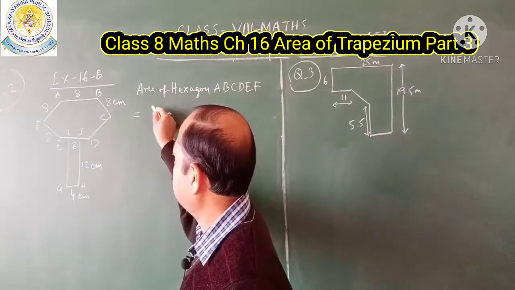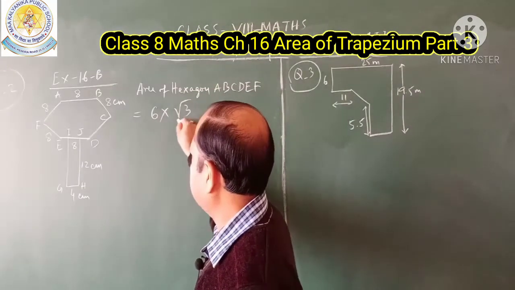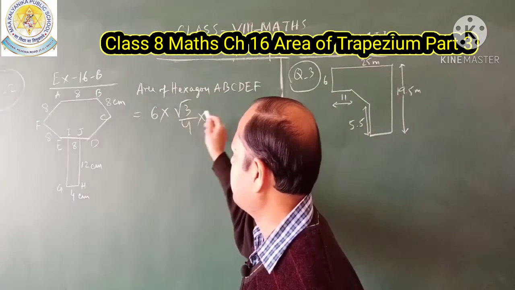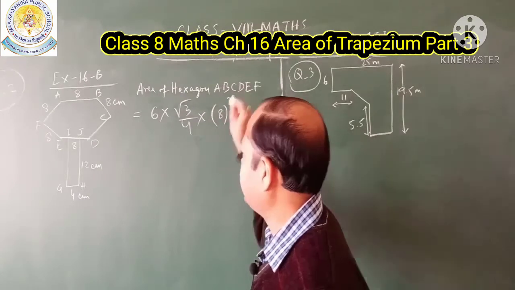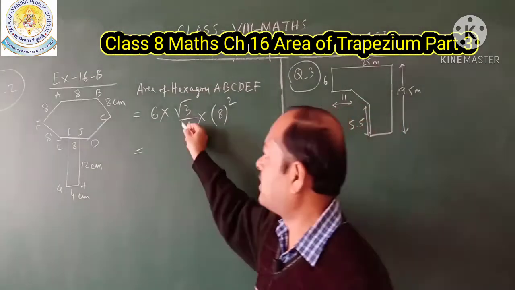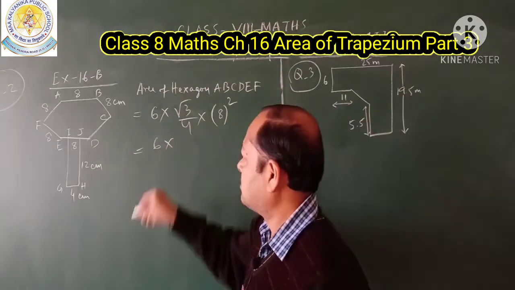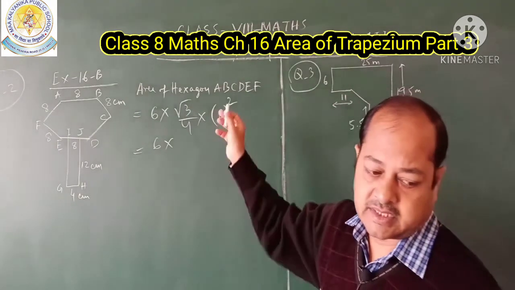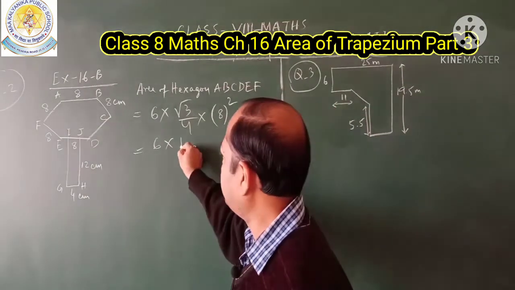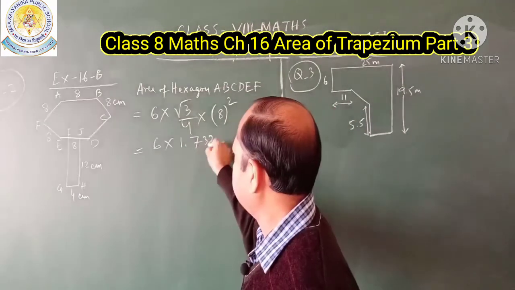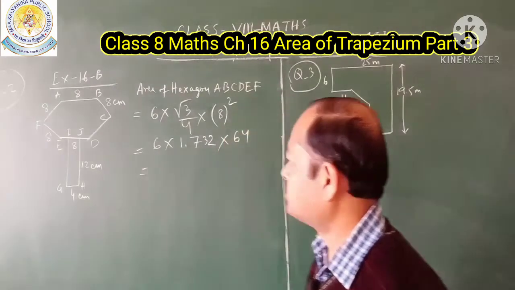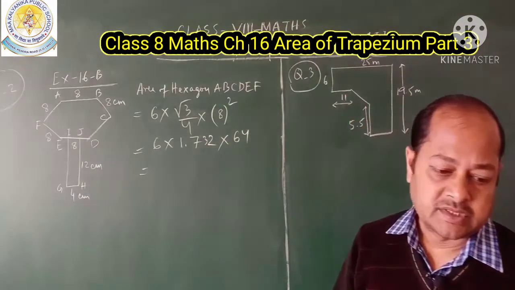So what is the formula? That is 6 into root 3 by 4 into side square. What is the side here? That is 8 square. So this is the formula of the area of the hexagon. Root 3 by 4 is already pre-calculated as 1.732. So 6 into 1.732, and 8 square is 64. So 6 into 1.732 into 64.